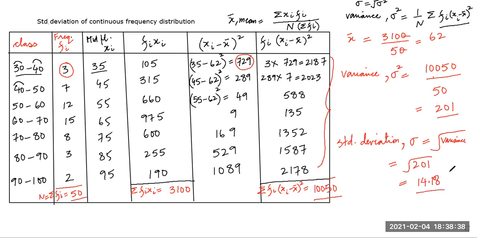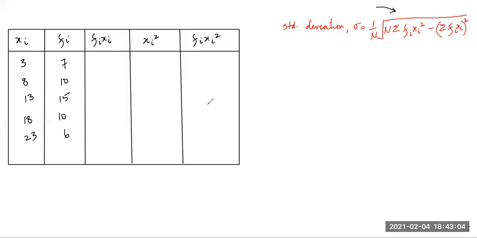So students, I've been able to do this sum. Let's do one more sum. Yes, students, there is another formula to find out the standard deviation. Let's do a sum based upon that also. The standard deviation sigma is given by 1 by n under root n multiplied by summation fi xi square minus summation fi xi whole square.